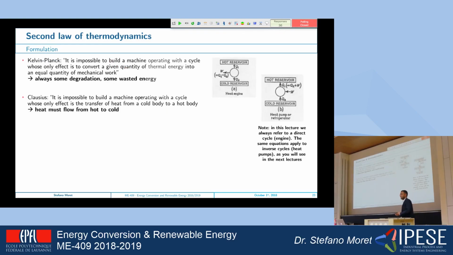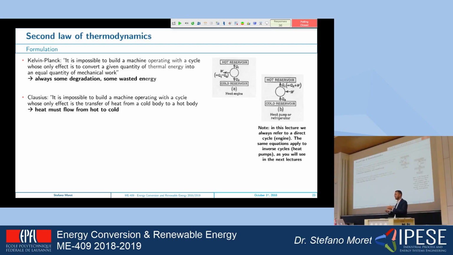So the second law of thermodynamics can be formulated in two equivalent ways. The first one tells us that it is impossible to build a machine that, operating in a cycle, converts all the amount of heat that we have into mechanical work. So there is always some degradation, there are always some losses. And then there is a formulation of Clausius that tells us that it is impossible to build a machine that transfers heat from a cold source to a hot source without putting energy in the system.